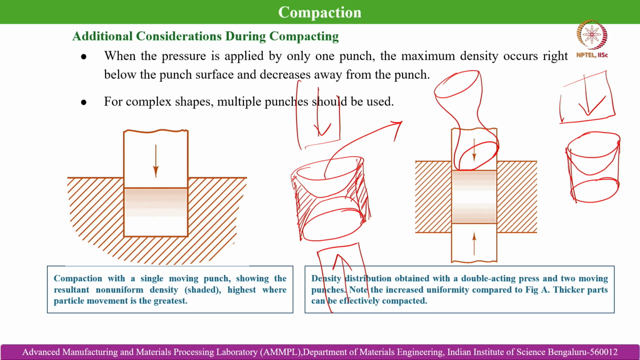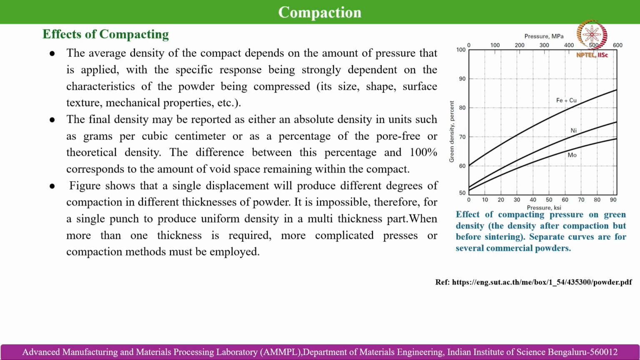So, the density distribution obtained in the case of a double acting press with 2 moving punches is of course better than the density distribution achieved in the case of a single acting press. So, thicker parts can be effectively compacted in this way. So, the effects of compacting. The average density of the compact depends on the amount of pressure that is applied, with the specific response being strongly dependent on the characteristics of the powder being compressed, that is its size, shape and surface texture, mechanical properties, etc. Okay.